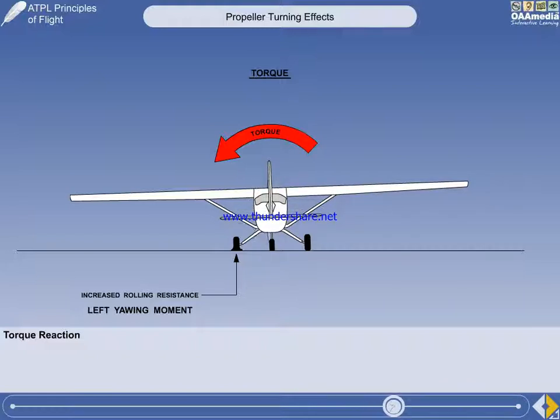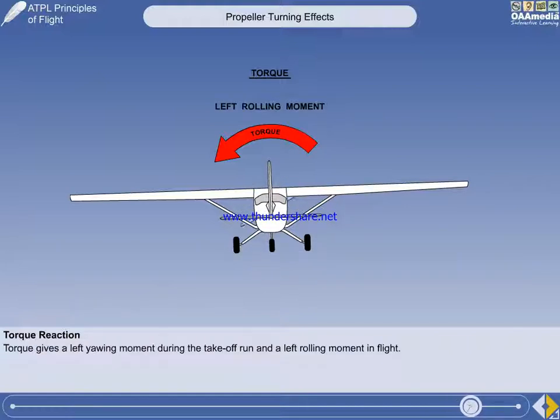You must compensate for the left turning effect from propeller torque by applying right rudder in anticipation. At low airspeed and takeoff thrust, the left turning effect from torque is very noticeable. In flight, propeller torque will generate a left rolling moment, but this can be compensated for by using aileron trim.